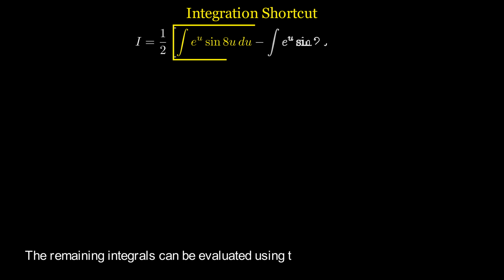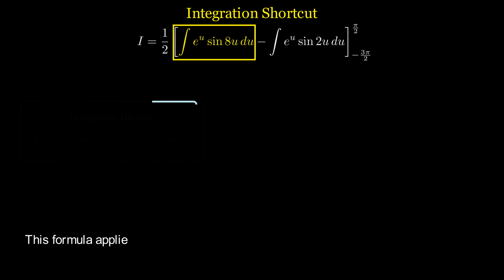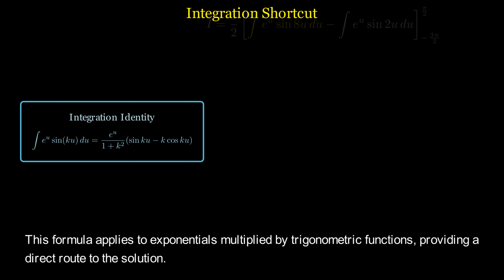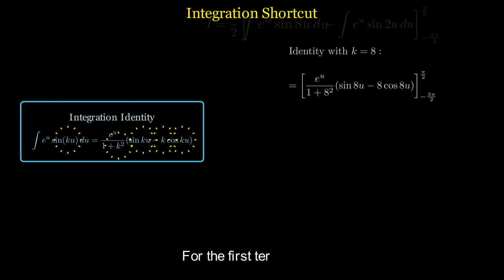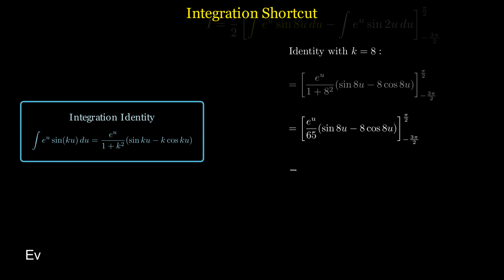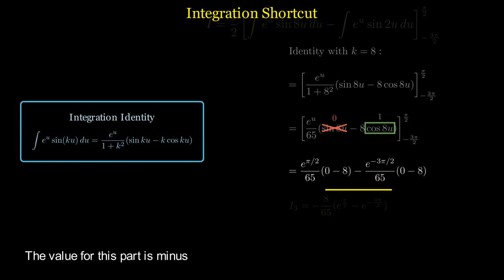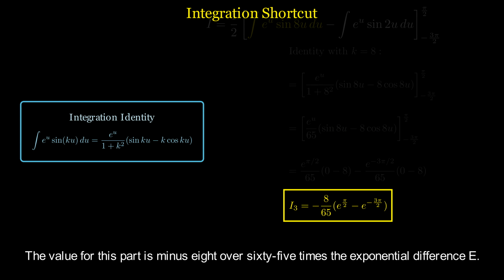The remaining integrals can be evaluated using the general identity we just proved. This formula applies to exponentials multiplied by trigonometric functions, providing a direct route to the solution. For the first term, k equals 8. Substituting this into the formula yields 65 in the denominator. Evaluating at the limits, the sine terms are 0 and the cosine terms are 1. The value for this part is minus 8 over 65 times the exponential difference.